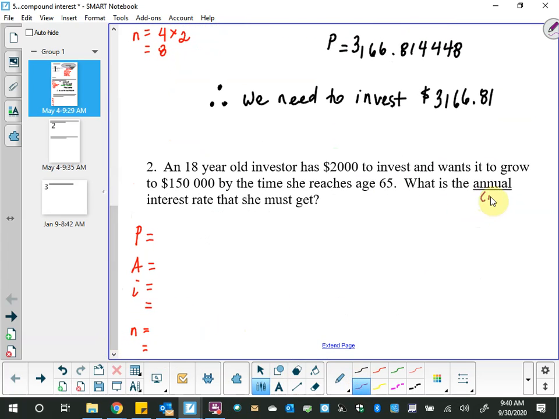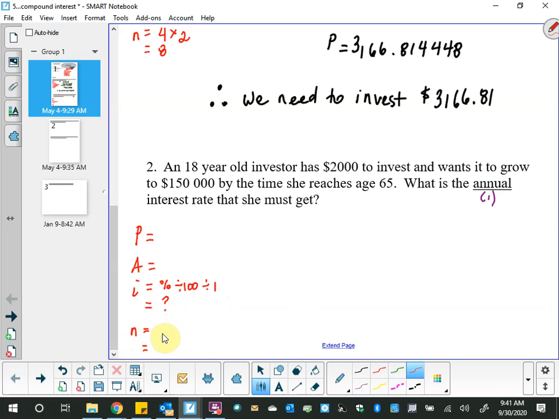So annual means 1. So it says, what is the annual interest rate? So I actually have no idea what the interest rate is. But I do know that in order to fill in the I blank, I have to take the percent, I have to divide it by 100, and then I have to divide it by the special number, which is 1. So we'll have to undo that when we figure out that blank.